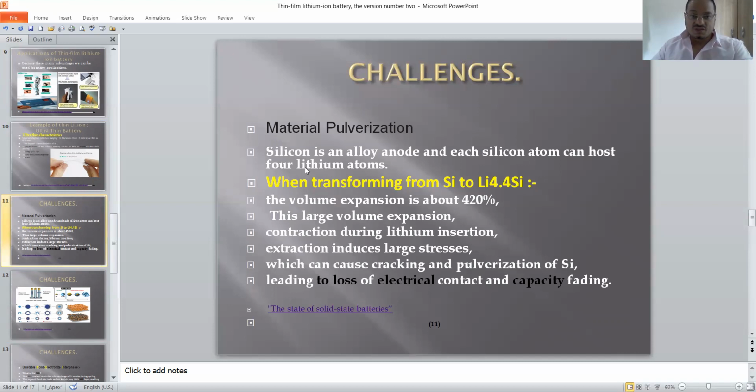Material proliferation. Silicon is an alloy anode and each silicon atom can host 4 lithium atoms. When transforming from silicon to lithium-4 silicon, the volume expansion is about 400%, the large volume expansion, construction during lithium insertion, and many things like that. All these disadvantages, all these challenges, will lead to loss of electrical contact and capacity fading, and that's terrible.